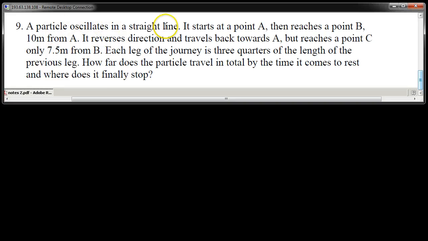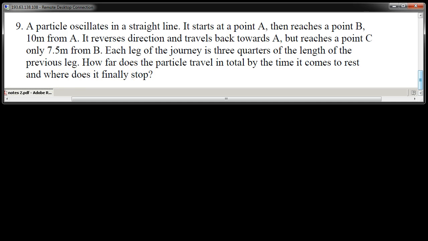A particle oscillates in a straight line. It starts at a point A, then reaches a point B, 10 meters from A. It reverses direction and travels back towards A, but reaches a point C, only 7.5 meters from B. Each leg of the journey is 3/4 of the length of the previous leg. How far does the particle travel in total by the time it comes to rest, and where does it finally stop?